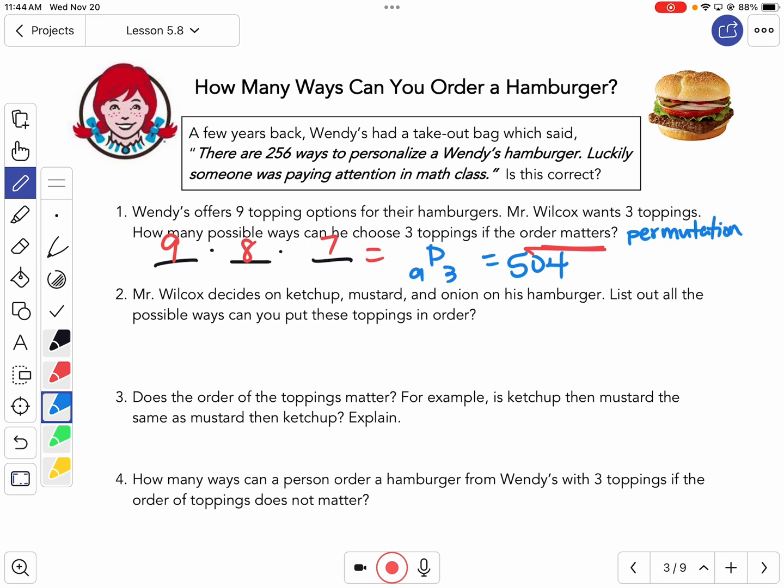So he picks ketchup, mustard, and onion on his hamburger. And so we want to figure out what are the possible ways that you could put these toppings on. So we only have 3 things to choose from this time: ketchup, mustard, and onion. Let's count again. I have 3 things to pick from the first time, then how many? 2, then 1. So there's 6 different ways.